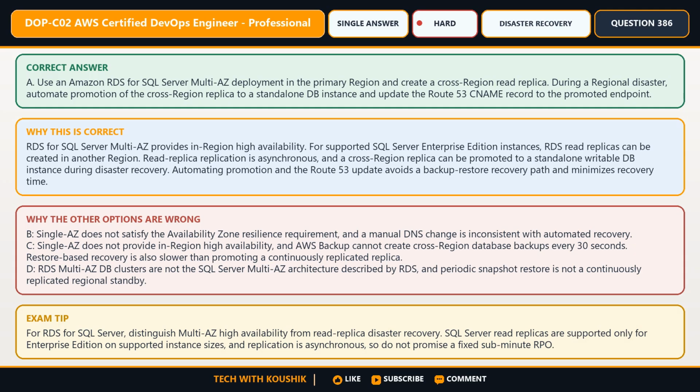Here's a useful exam tip. For RDS for SQL Server, distinguish multi-availability zone high availability from read replica disaster recovery. SQL Server read replicas are supported only for Enterprise Edition on supported instance sizes, and replication is asynchronous, so do not promise a fixed subminute RPO.